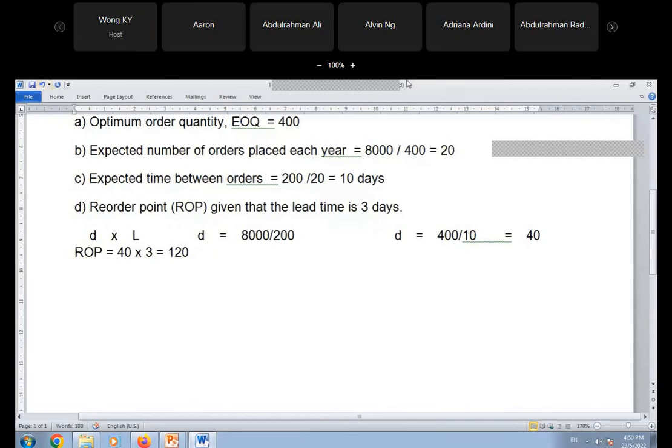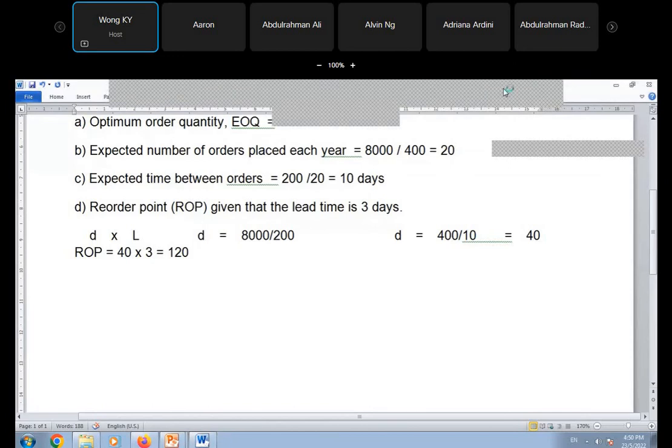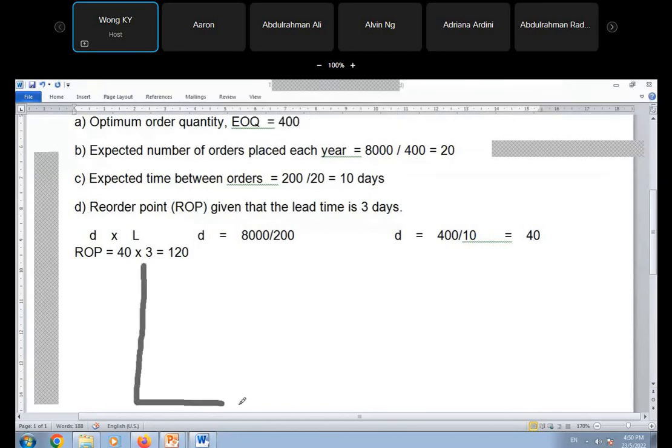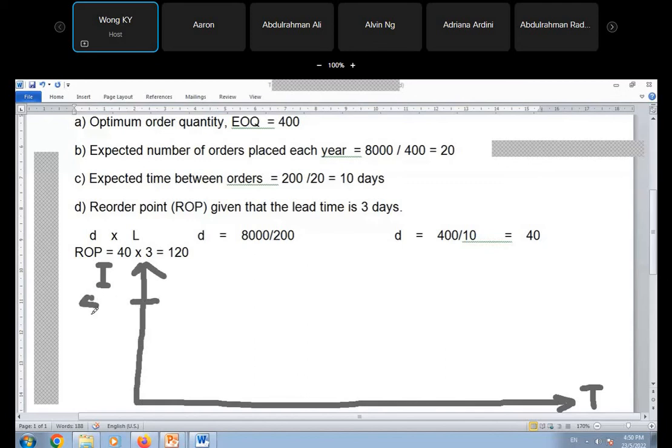Okay, what it will look like if we put all this information into the inventory cycle, into the inventory graph. So we plot the inventory graph. The y-axis is the inventory level, the quantity. The x-axis is the time. So our order quantity is 400. Let's say we start to receive the order from time 0. So once we order, we receive it, we get 400. So we have 400 here.